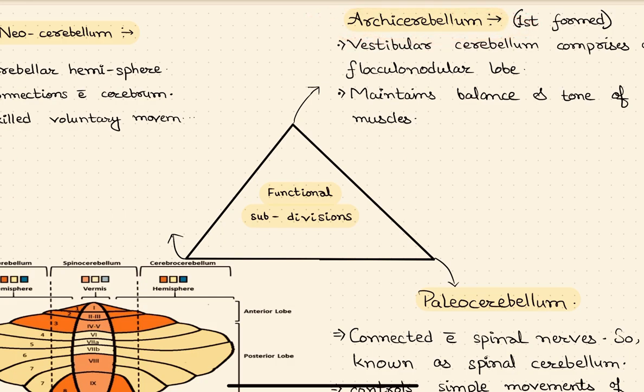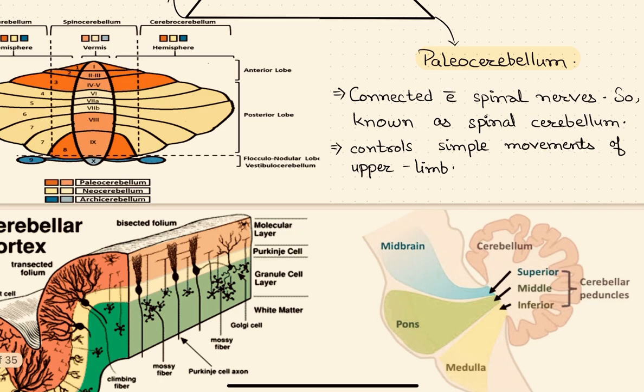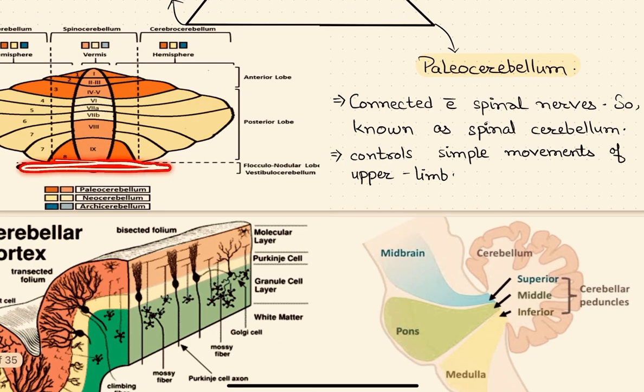What does this archaecerebellum do? It maintains balance and tone of muscles. Balancing of the body and muscle tone is coordinated by which part of the cerebellum? Archaecerebellum. And archaecerebellum is nothing but the flocculonodular lobe present in the inferior surface of the brain. Okay. Now where is this flocculonodular lobe? This bluish portion is the flocculonodular lobe, or archaecerebellum.